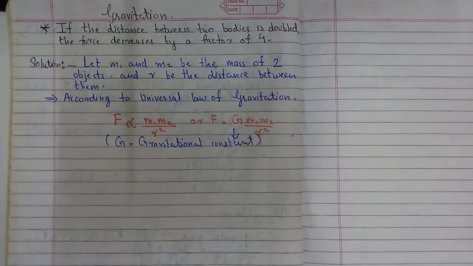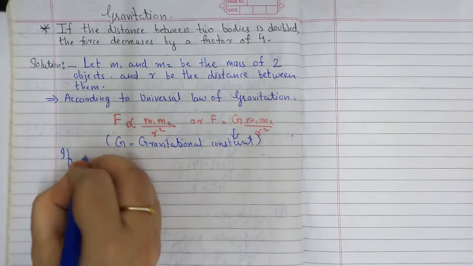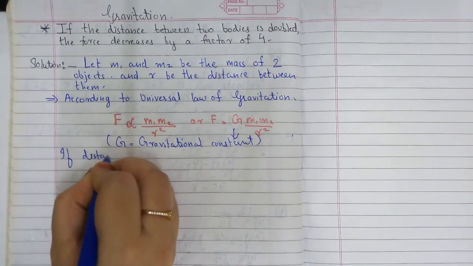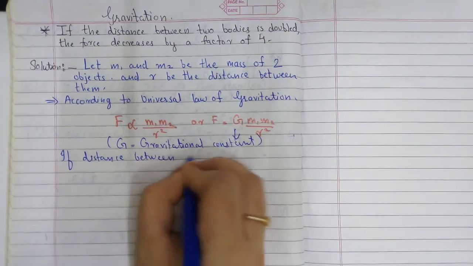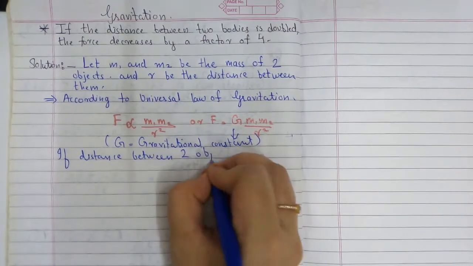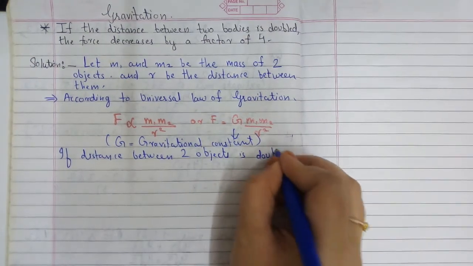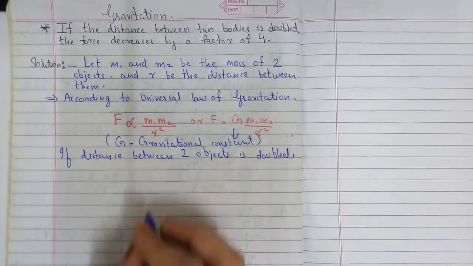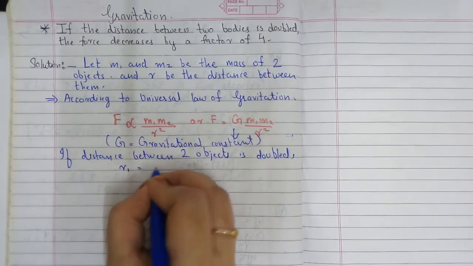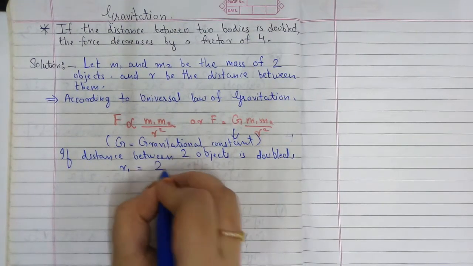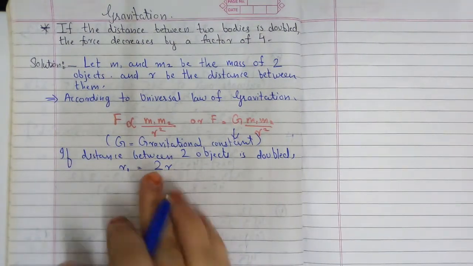So let's prove this, that if the distance between two objects is doubled, then what happens? Distance is double. Then here we will consider r1. r1 is equal to 2r. Okay, distance is double, that means 2r. It will be increased by 2.